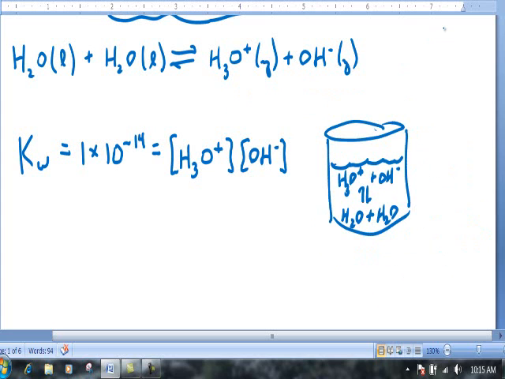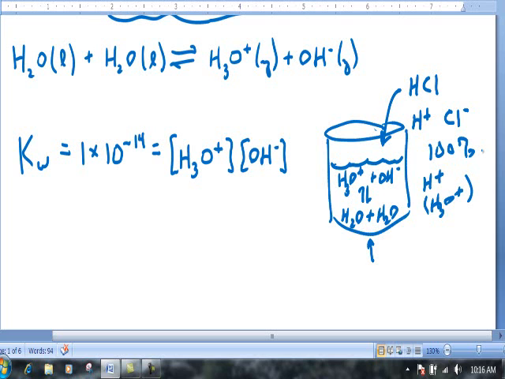If we have a solution, initially it's just pure water, we have the equilibrium, the self-ionization of water taking place. The hydronium and hydroxide concentrations are equal. Let's say we add something to this, such as hydrochloric acid. Hydrochloric acid dissociates 100% into H+ ions and Cl- ions in water. The H+ ion is the same thing as a hydronium ion when it's in the water. What this is going to do is cause the hydronium concentration in the water to go up.